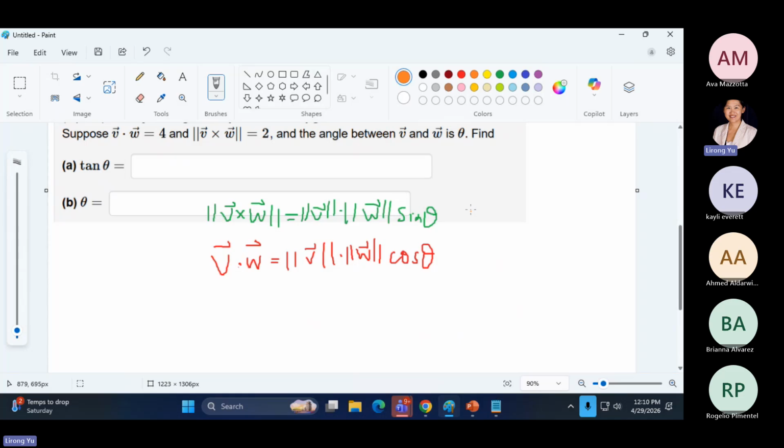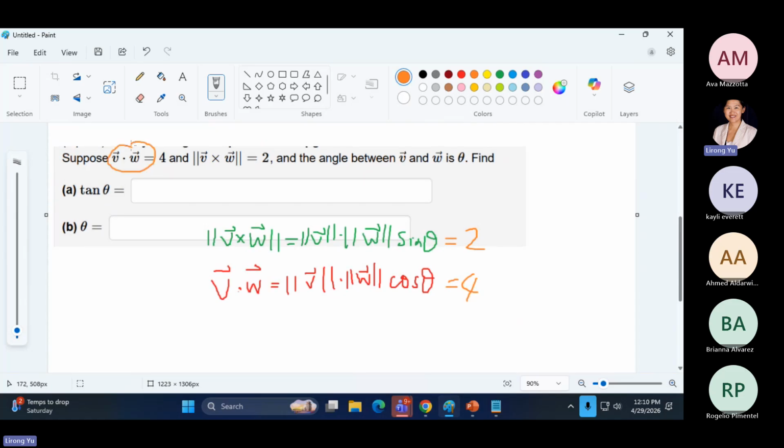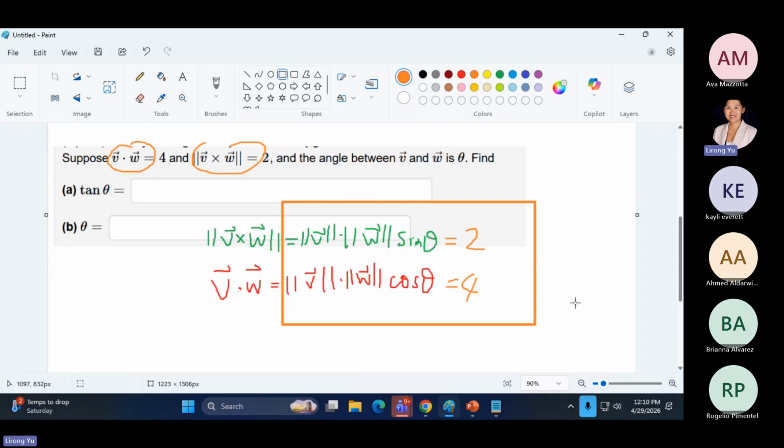And right now we're saying that this is equal to 4. This is equal to 2. So basically the question is giving us information for both. Okay, and we don't know theta, but we know this now. Since that one is equal to 2 and this one is equal to 4, now we can divide, right? Equation 1 divided by equation 2 cancels the one we don't know. We don't know the magnitude of any of those vectors.